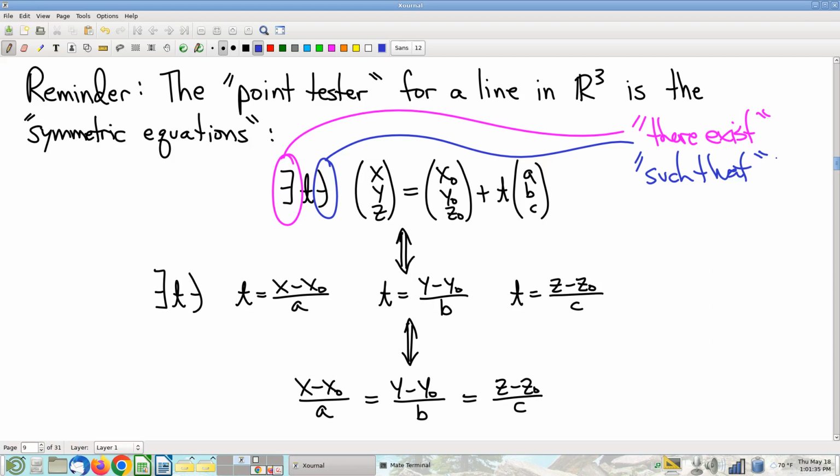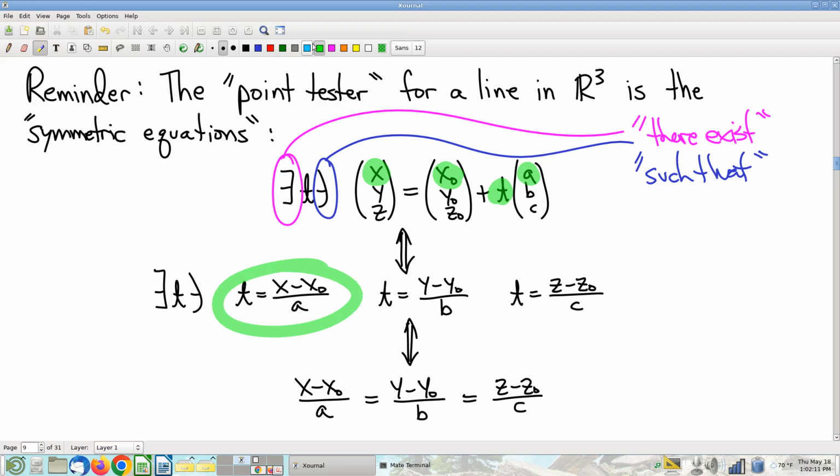Okay. But what you can do, a clever move, is to say, well, look, if there is a value of t that makes this vector equation work, it would then likewise have to make all of the coordinate equations work. In other words, the value of t I'm looking for would have to give me the correct x coordinate as x naught plus t times a. And I can tell you exactly what the necessary value of t is to make that first coordinate equation work. t would have to be this.